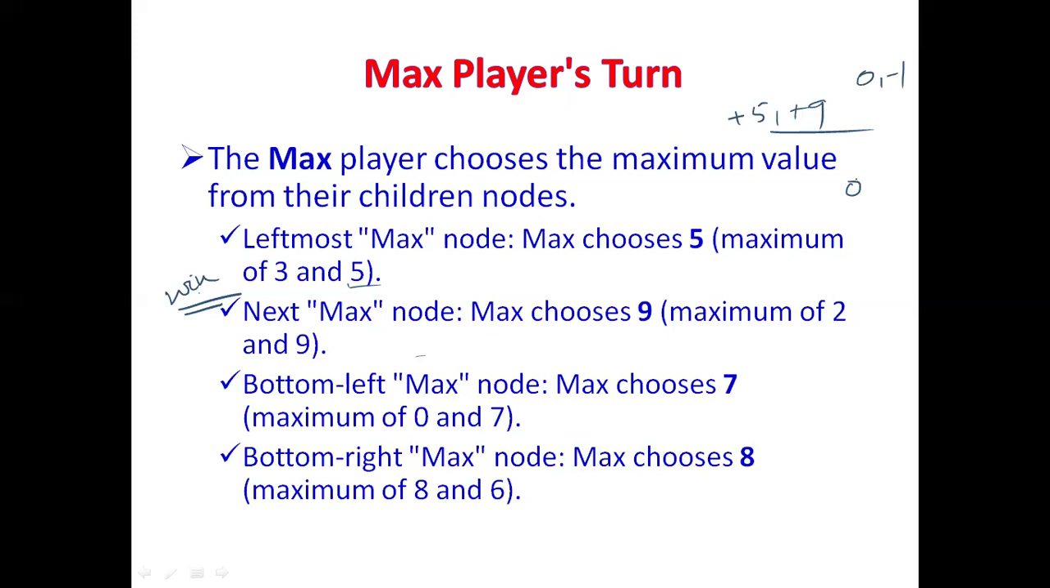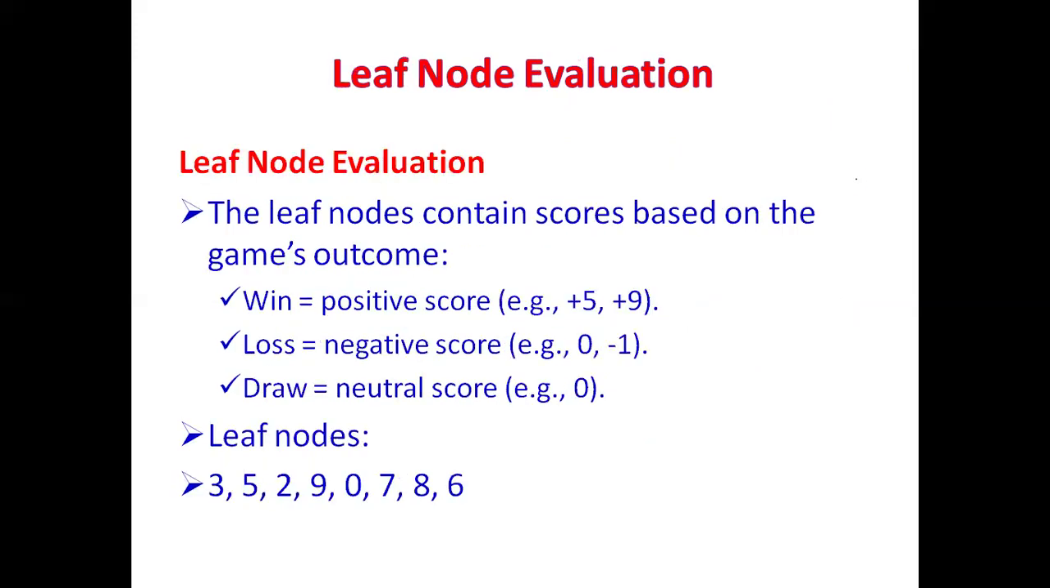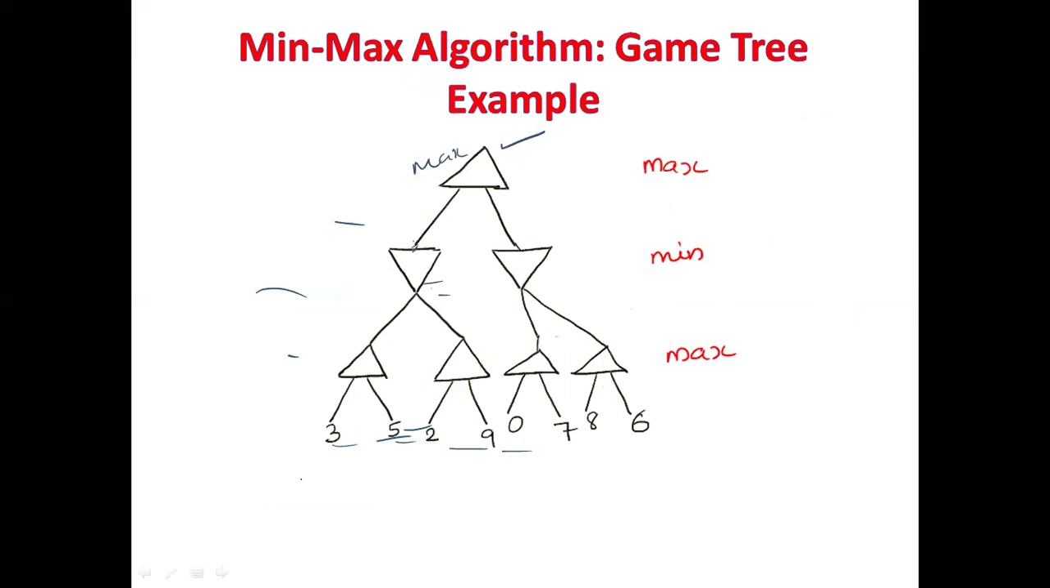For this specific tree, the leaf nodes contain the values 3, 5, 2, 9, 0, 7, 8, and 6. These values will be used to determine the best possible moves as we move up the tree.